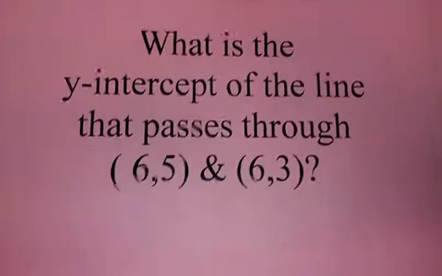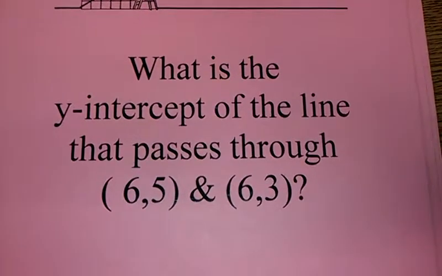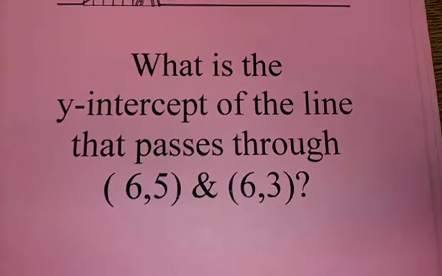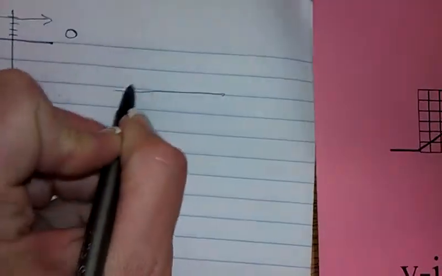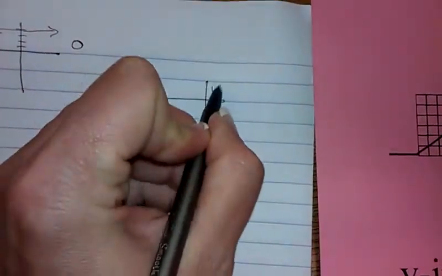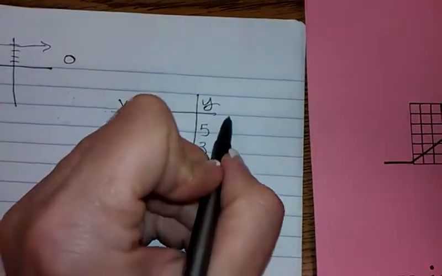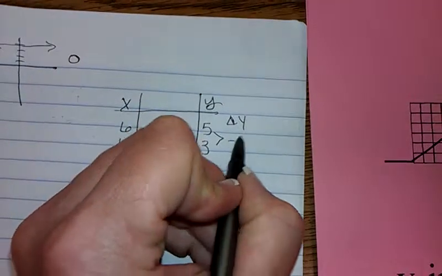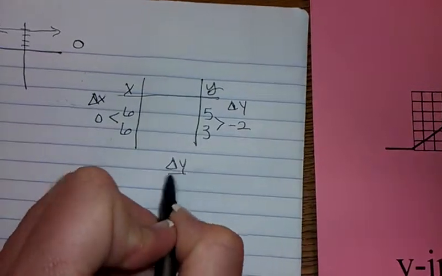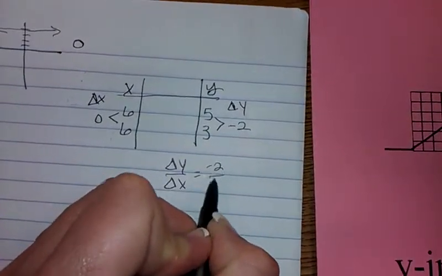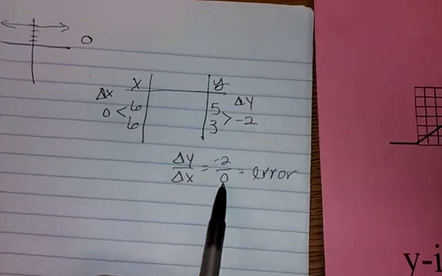The next one says, what is the y-intercept of the line that passes through (6, 5) and (6, 3)? Well, let's build a table, or actually I'm not even going to build a table on this one. We'll do it both ways here. X and Y. I've got (6, 5) and (6, 3). Delta y is negative 2, delta x is 0. Well, if I do delta y divided by delta x, negative 2 divided by 0, it'll tell me it's an error. Well, what's going on? Well, that's because you can't divide by 0.